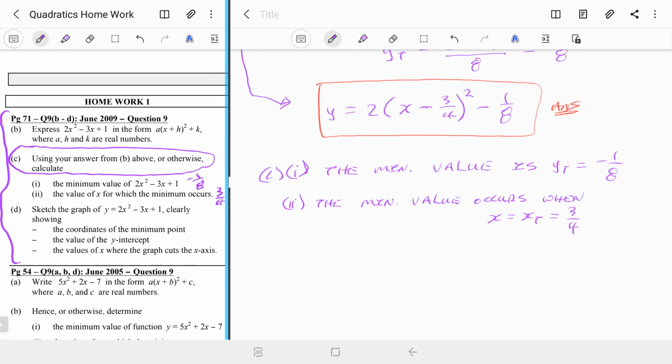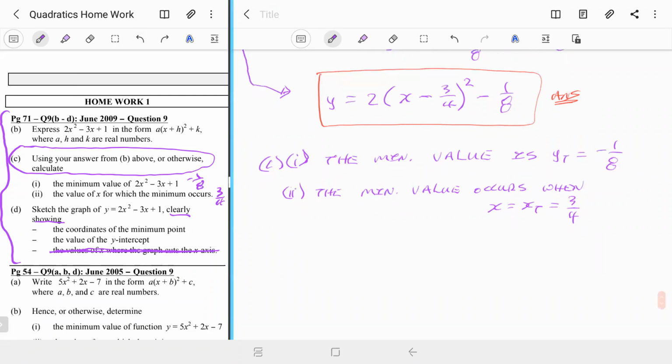And then down here now wants us to sketch a graph. And this part is asking us the values of x on the x-axis. We're going to leave this part out for now. We're not dealing with this yet. We're going to sketch a graph. I must show clearly the minimum point and the y-intercept. All right, so I have to sketch a graph.